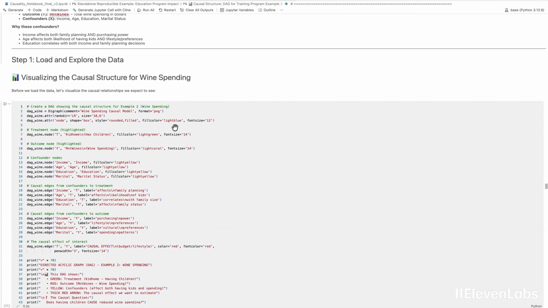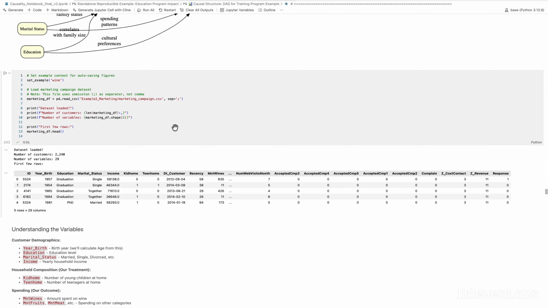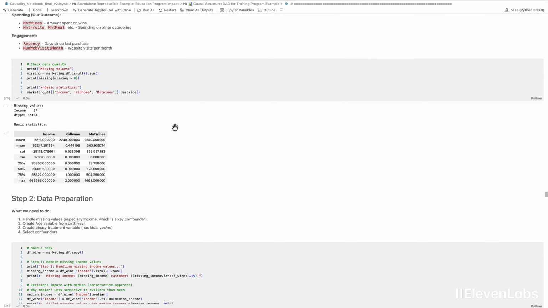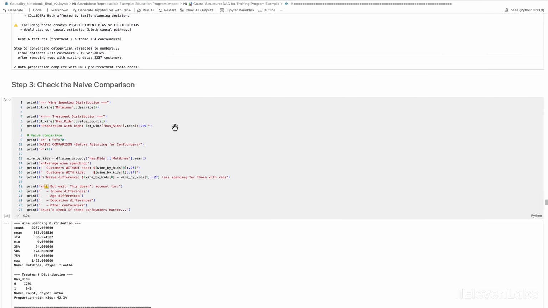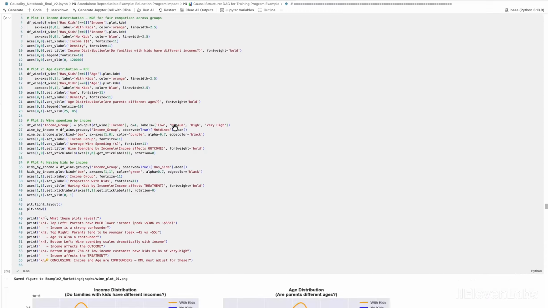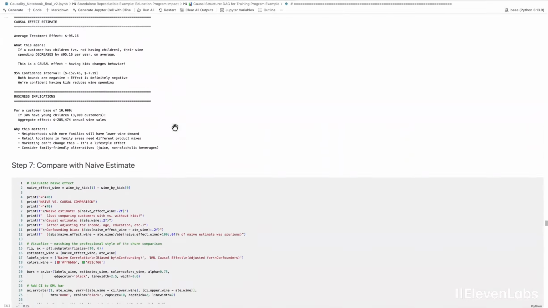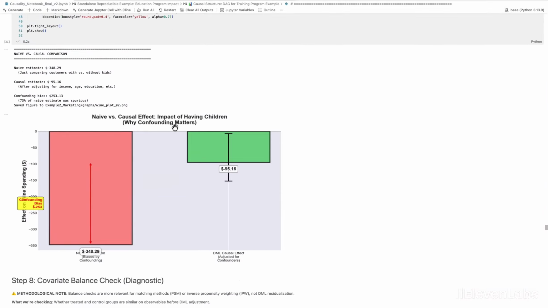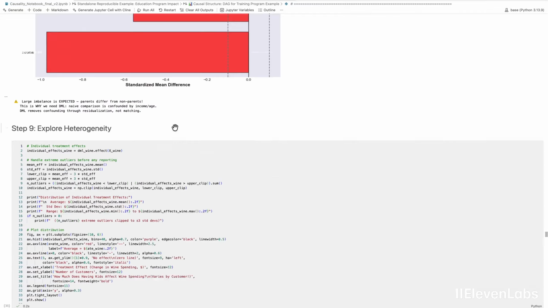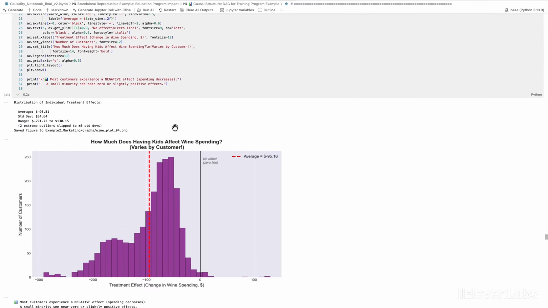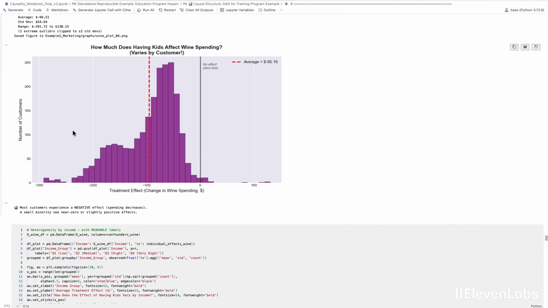Now, let's look at a marketing scenario. Naively, it looks like having children causes a $348 drop in annual wine spending. That sounds like a lot. But parents often have different income levels and ages. Once we apply DML to adjust for these, the causal impact drops to just -$95.16. In this case, 73% of the naive estimate was spurious. We also see heterogeneity. The spending drop is 4 times larger for high-income families than for low-income ones.